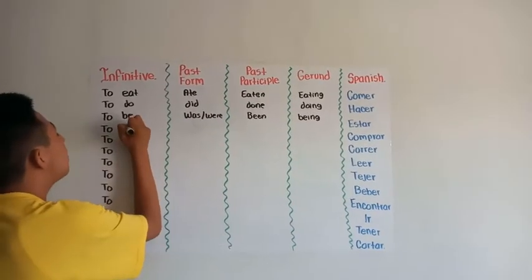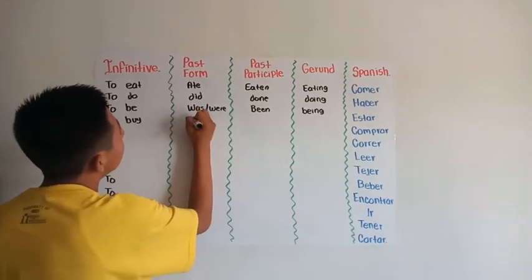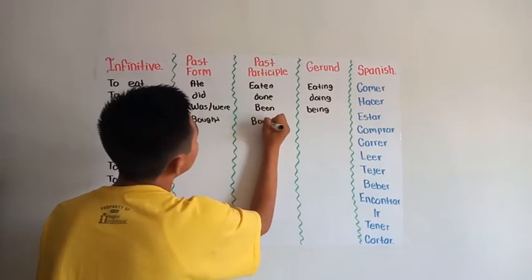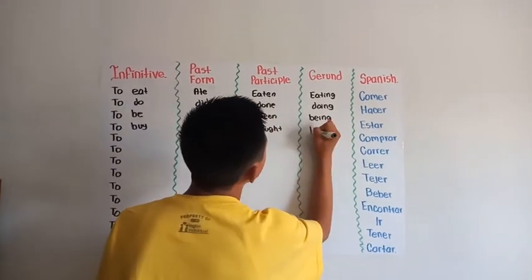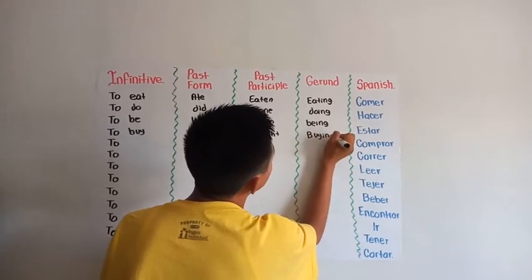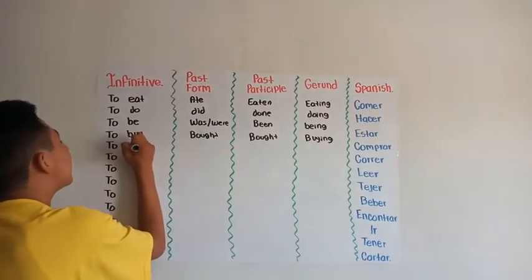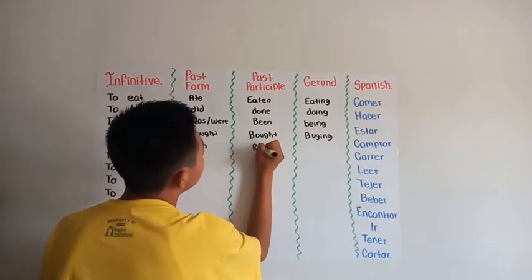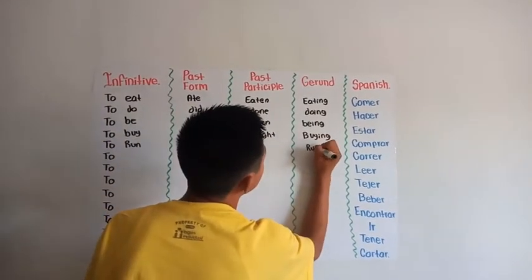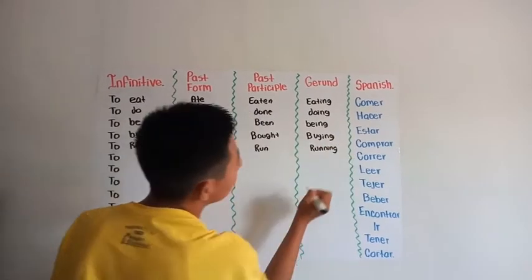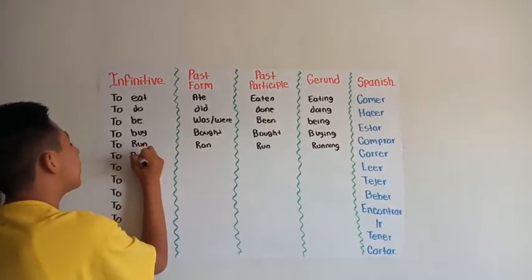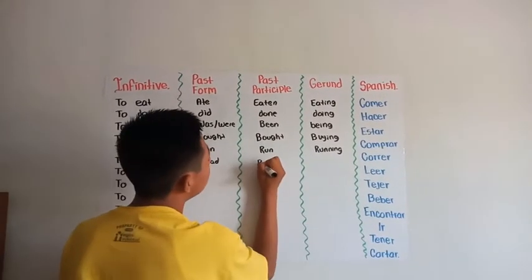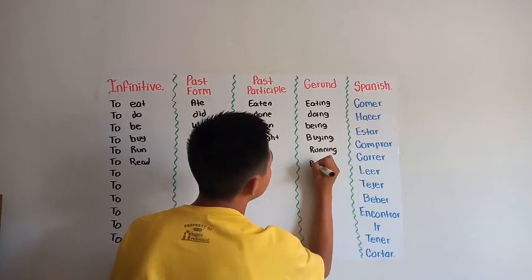Comprar, to buy. Bought and buying. Correr, to run. Ran, run, and running. Leer, to read. Read, read, and reading.